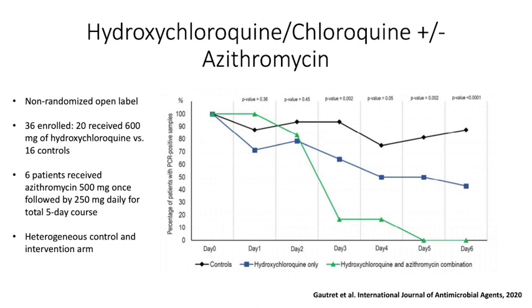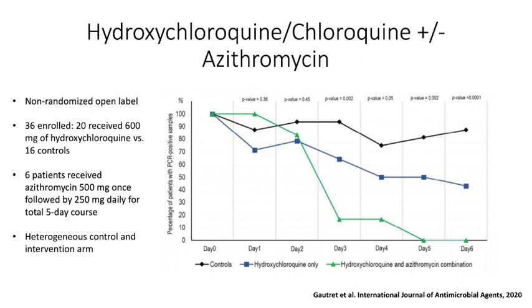With regards to the clinical data, as it stands right now, there's only the small study from Marseille in France. That was a non-randomized open-label study that looked at 36 patients who were enrolled. 20 received 600 milligrams of hydroxychloroquine versus 16 controls. 6 patients received a 5-day course of azithromycin. There were a lot of differences and discrepancies between the control and intervention arms.